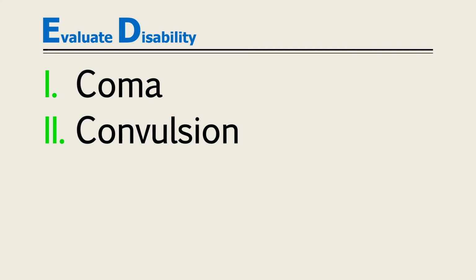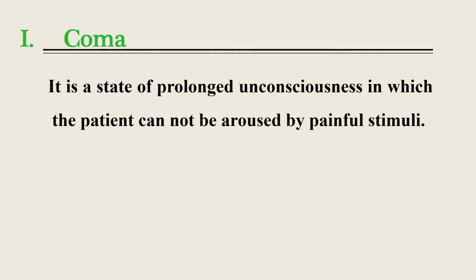Again, when making a general examination, you should comment on the condition of the patient, if he is comatose or conscious, and if there is convulsion. About the coma, it is a state of prolonged unconsciousness in which the patient cannot be aroused by painful stimuli. This is the definition of coma. How do you examine the coma, or how do you comment on the patient if he is comatose or not?